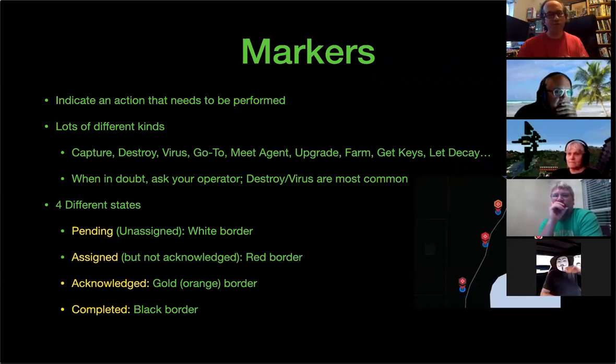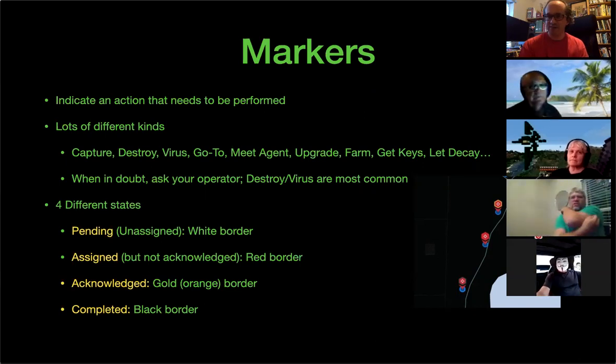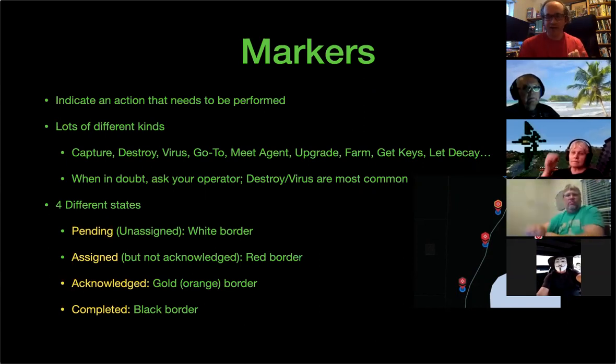Some of the markers are more freeform: meet agent, other. When in doubt, ask your operator. For most fielding ops, virus and destroy are the most common, because these are automatically placed, or can be automatically placed. Every marker type has 4 different states: pending or unassigned, assigned but not acknowledged, acknowledged, or completed.